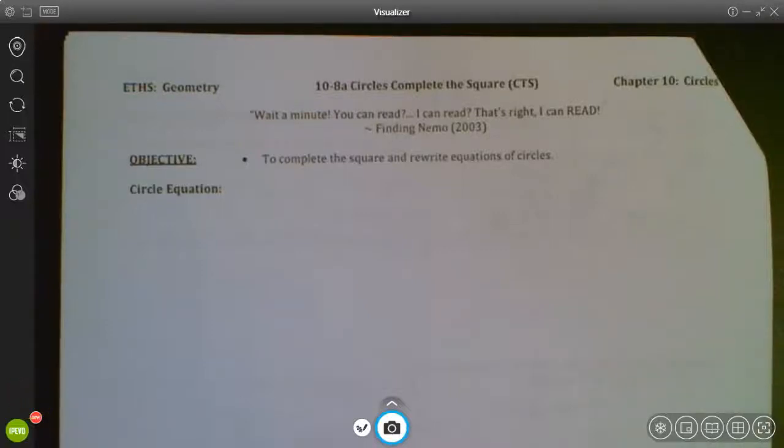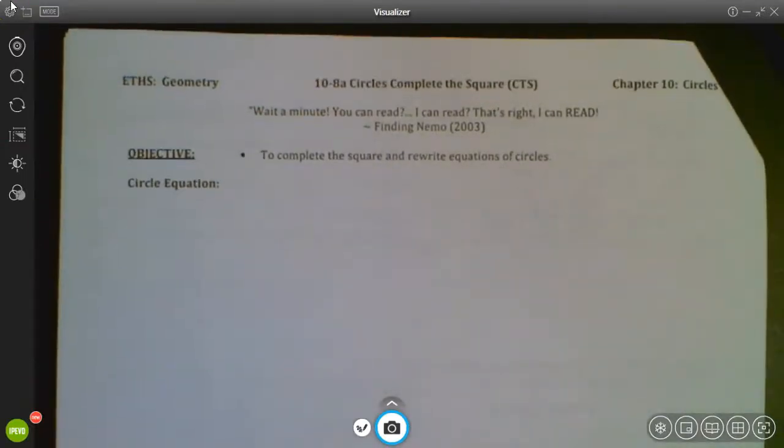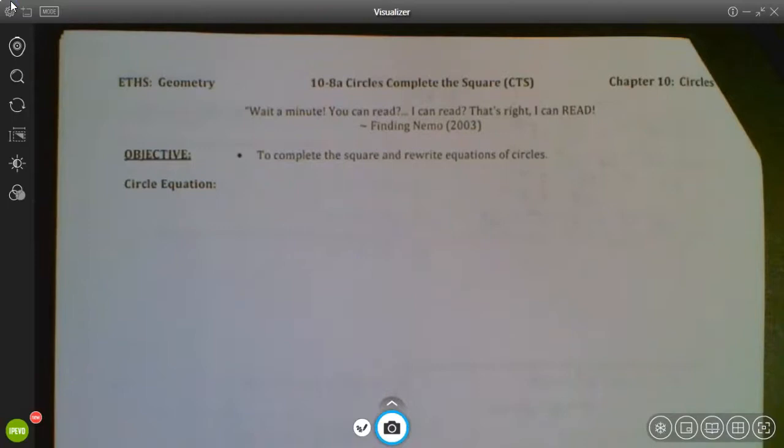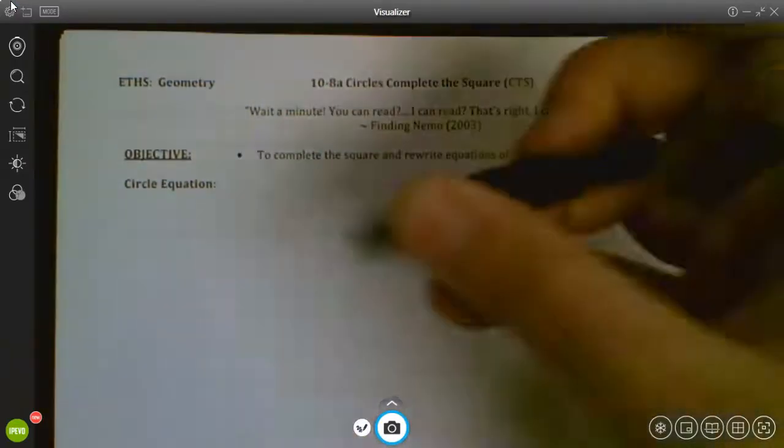Alright guys, we are closing out this unit on parabolas and circles by now looking to be able to write the standard equation of a circle. Real similar to the process that we used when we did parabolas. We're going to use a completing the square process to create this standard equation of a circle. So a quick reminder on what that looks like.